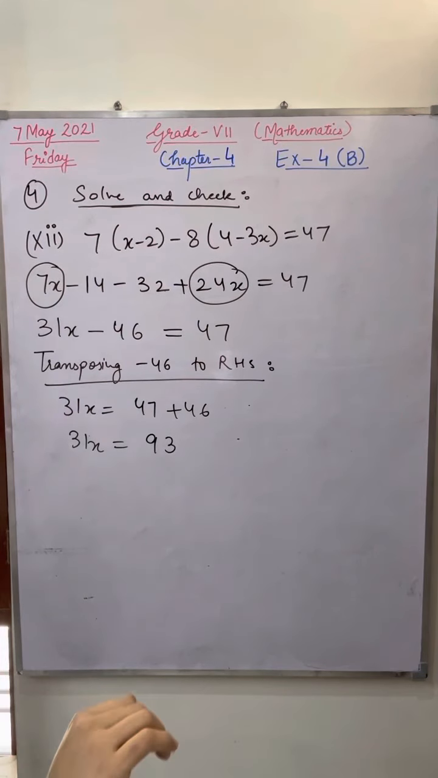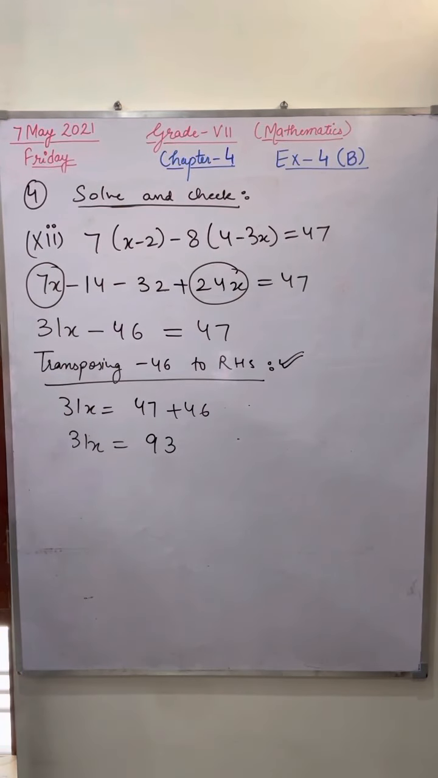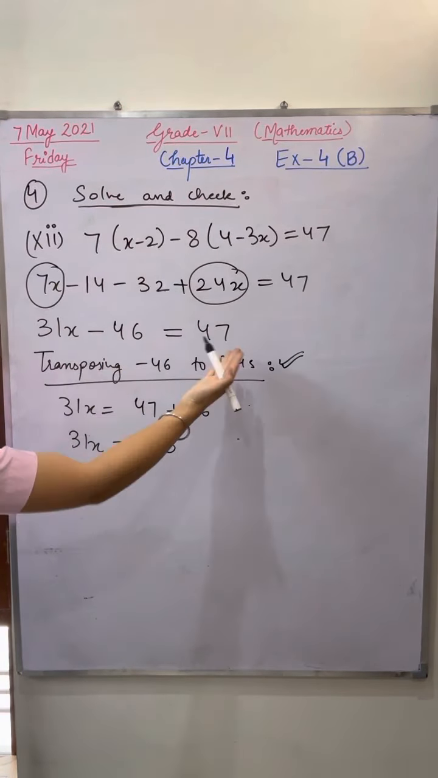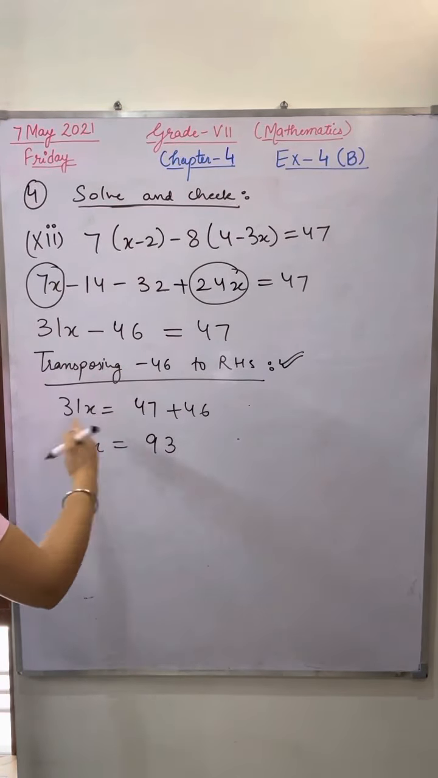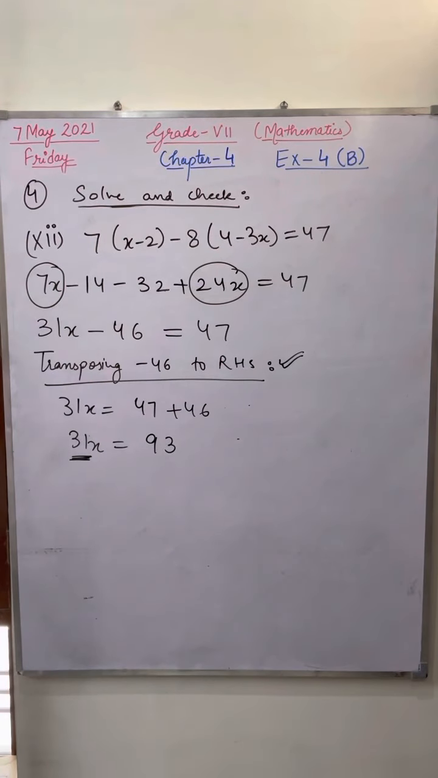Good morning, ma'am. Good morning. Ishita, just now we have applied the transposition method, and I have shifted the constant value to the right hand side and then we have solved. Now I am still having something with the variable. I have to remove it. So which method can I go with? I can go with division or multiplication. Ma'am, you can divide by 31 on both sides.